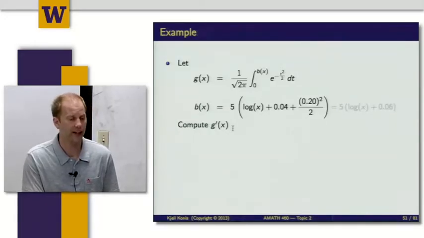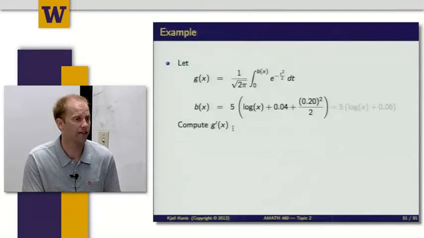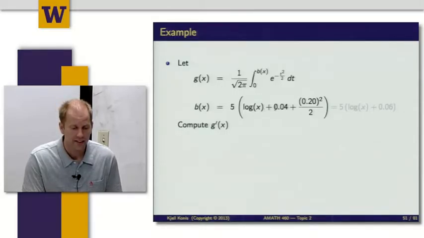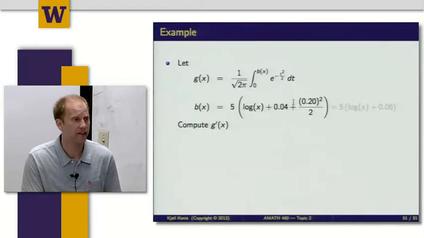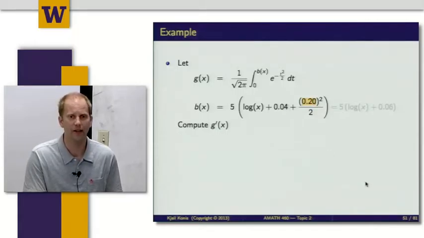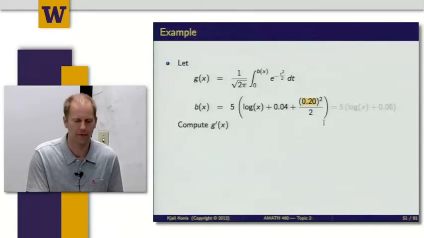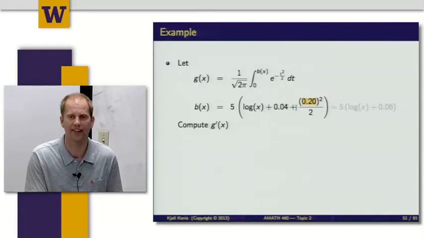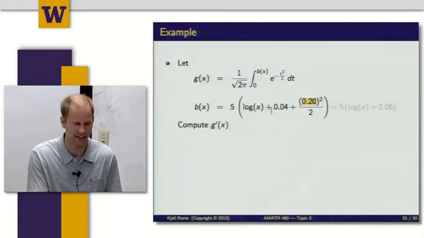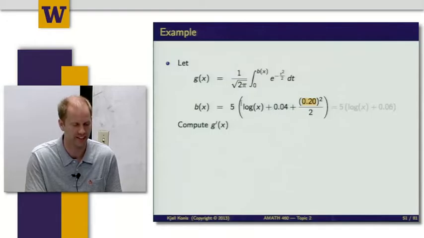This is actually a calculation you'll come across. These are pieces of the Black-Scholes pricing formula. This is the interest rate, and this is the volatility. But again, since I haven't talked about functions of multiple variables yet, I just wanted to plug in specific numbers so it doesn't get too confusing about what I'm actually trying to do. And so the goal is to compute g prime of x.